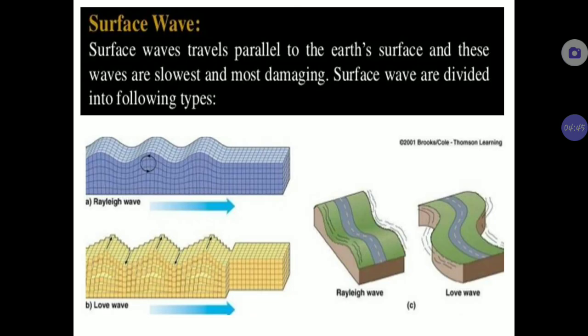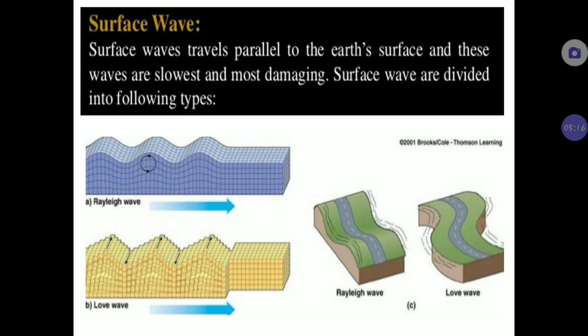Next we have discussed about surface waves. Surface waves travel parallel to the earth's surface, and these waves are the slowest and cause the most damage. It is also further classified into two categories such as Rayleigh wave and Love wave. Here, Rayleigh waves, unlike P and S waves, start from the epicenter, since P waves and S waves start from the focus.